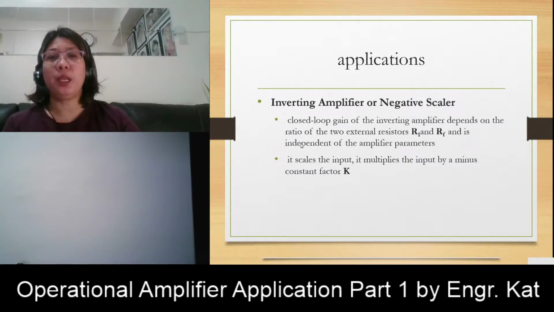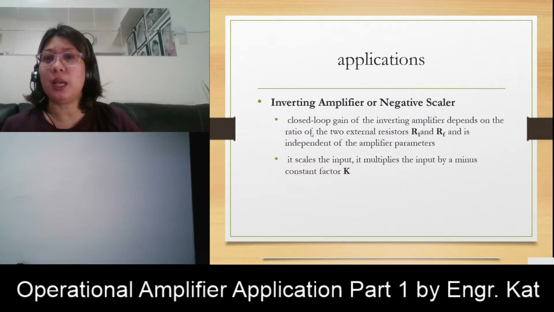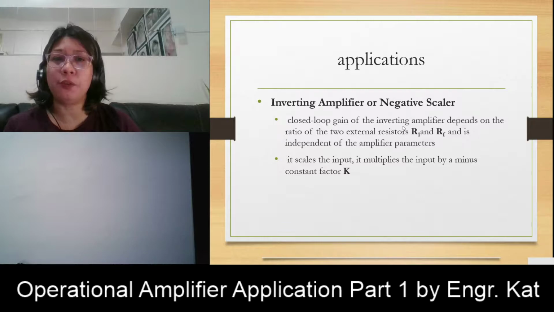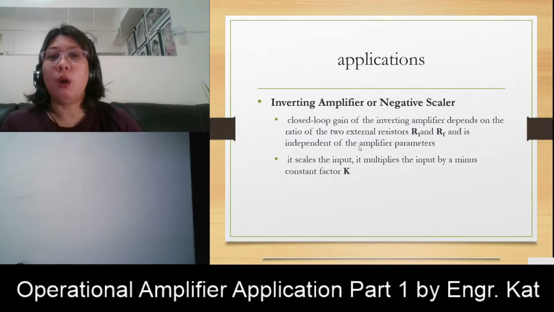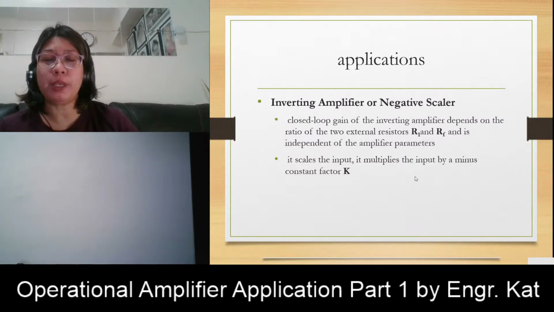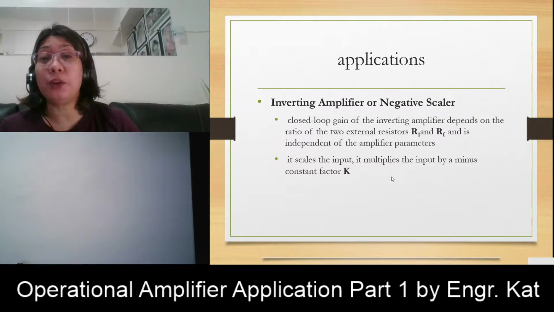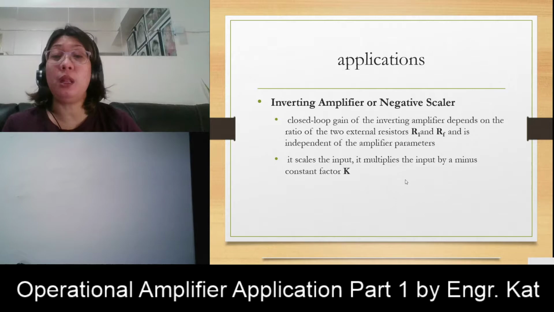So your operational amplifier can work as an inverting amplifier or a negative scalar. The closed loop gain of the inverting amplifier depends on the ratio of the two external resistors, which are your R1 and your RF, and it is independent of the amplifier parameters. That means it doesn't matter if your op amp is a 741 or another type of op amp. When we connect it in inverting amplifier mode, the gain will only be determined by your R1 and your RF.